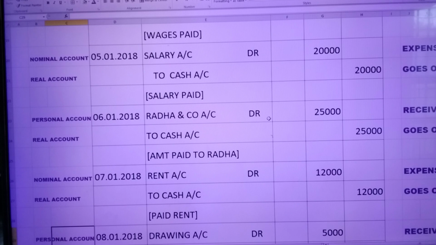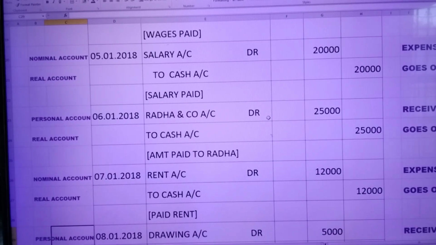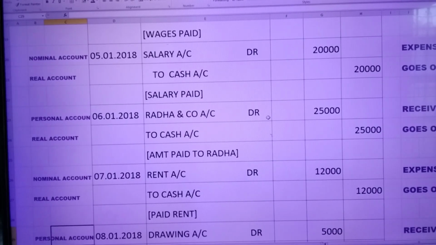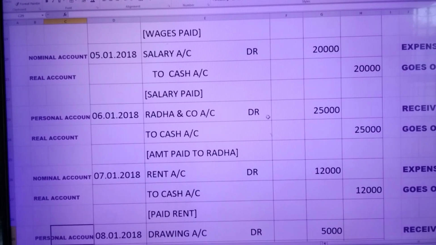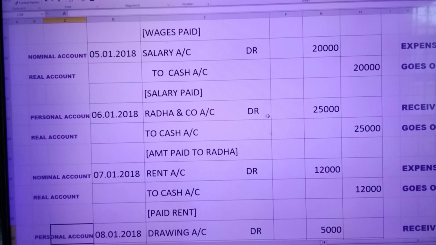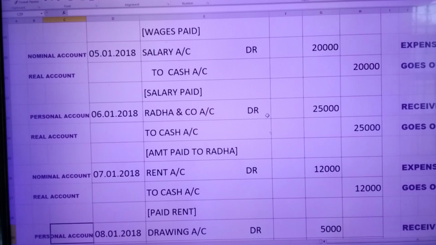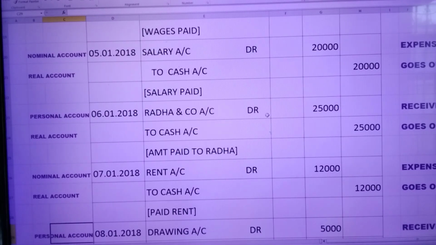I am moving to the sixth journal entry. See, previously Ramesh and Co purchased goods from Radha and Co. Now, what happened? The full amount is not settled. Only a part of the amount is settled. Only 25,000 is given now. So, what I told you, every transaction includes two accounts. What are the accounts here? Can you tell me?